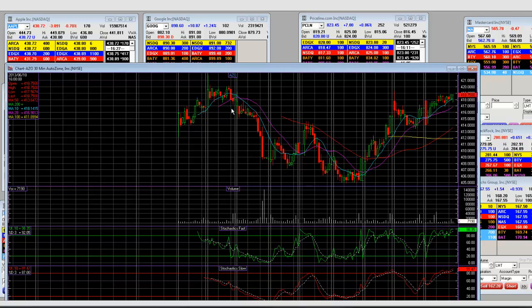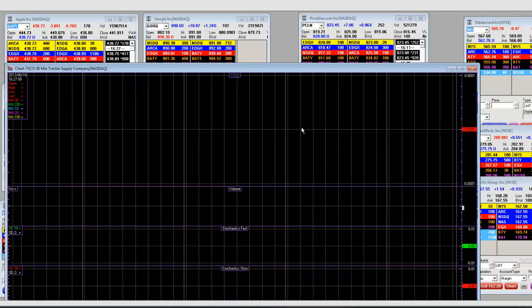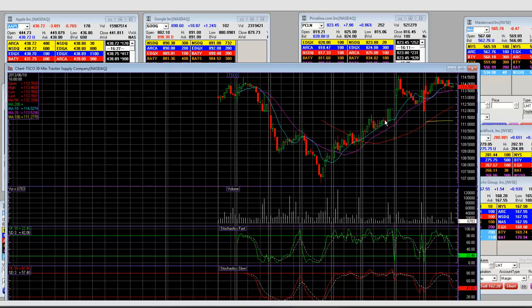Let's take a look at TSCO. That's Tractor Supplies. Tractor Supplies, also on a 15-minute chart, got down to that 107 area on Friday. They had been selling all the way down, and we're putting double tops or slightly higher tops in there. We'll look at selling those at resistance levels.